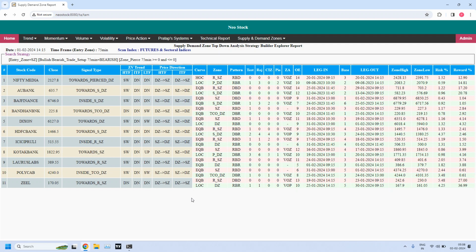Hope this information will be useful for you. So prepare your charts properly and analyze whatever concepts you learned. Accordingly, you do your analysis and get ready for when the price is entering into that zone.